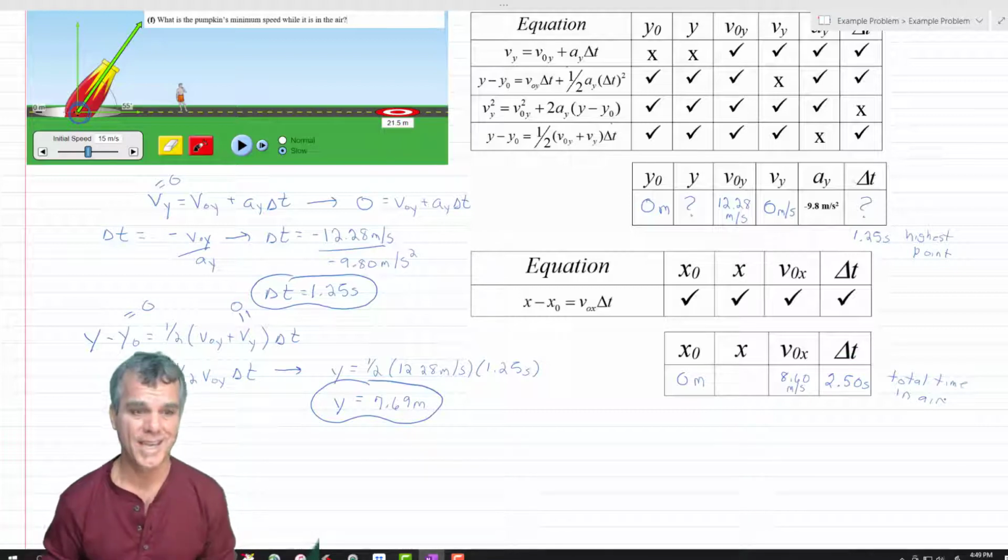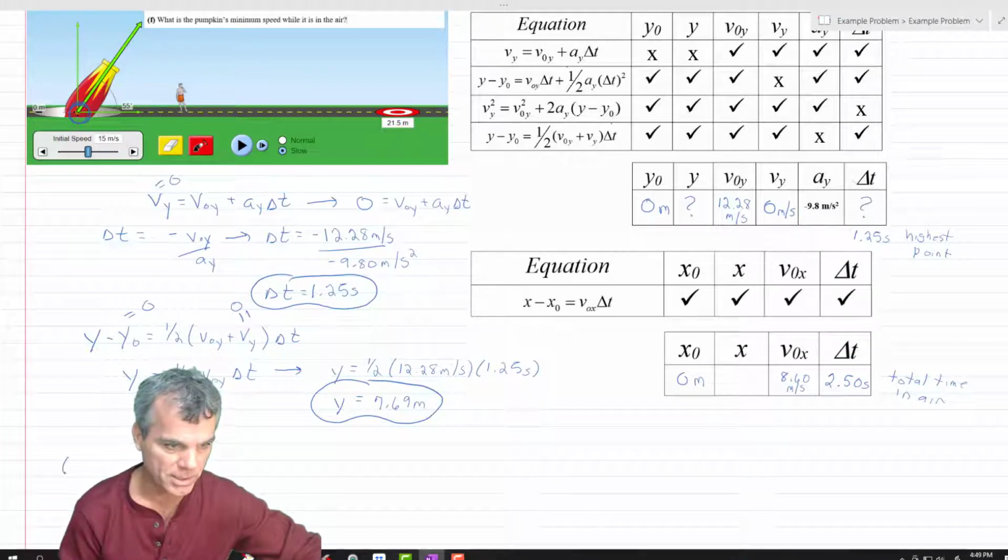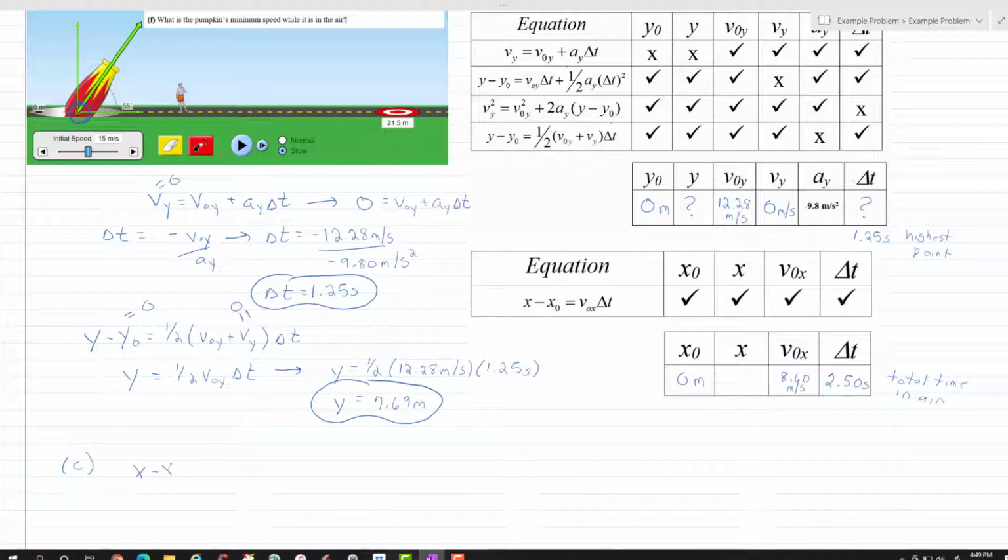So the only real equation I have in the x direction, so this would be for part C, is x minus x naught equals v naught x times delta t. My initial position in the x direction is 0, so I get x equals v naught x times delta t. Plugging in my known values, what I get is my initial velocity is 8.60 meters per second. It's in the air for a total of 2.50 seconds. What I get is it travels 21.5 meters horizontally before hitting the ground.